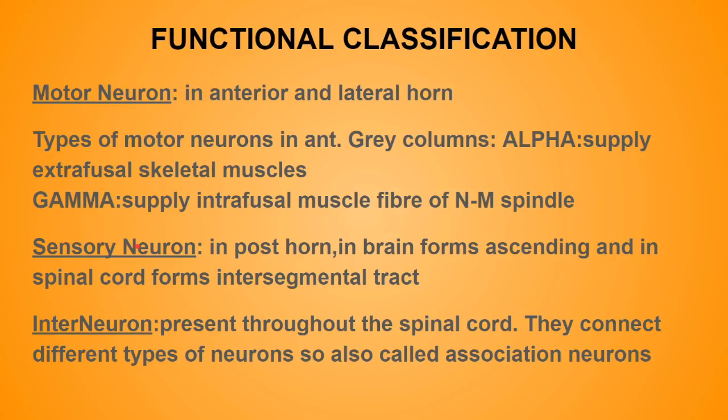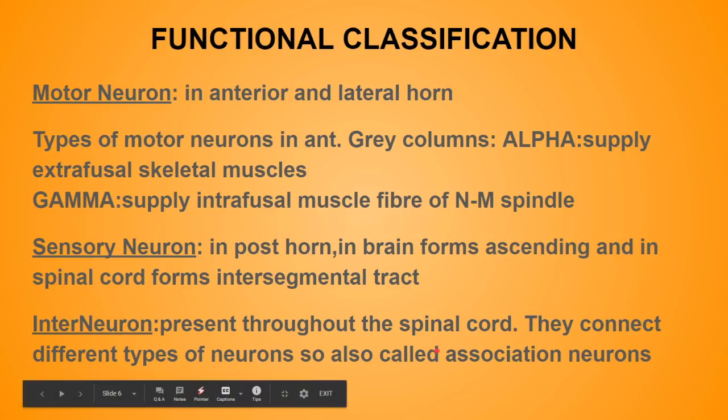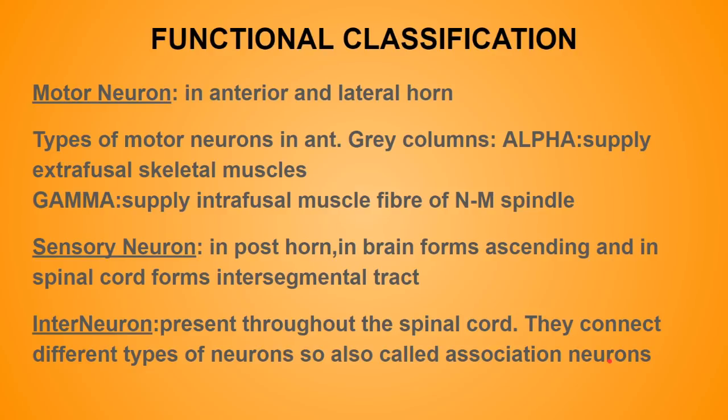Now next is the sensory neuron. They are mainly present in the posterior horn, and remember, they form ascending tracts in the brain and intersegmental tracts in the spinal cord to relay the sensory impulses. Now the interneuron is present throughout the spinal cord, and remember, they connect different types of neurons, and that's why they are also known as association neurons. They are either inhibitory or excitatory and concerned with the integration of segmental activities.